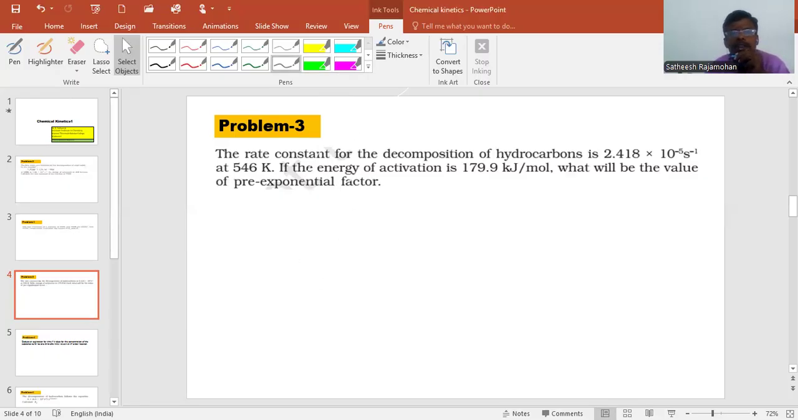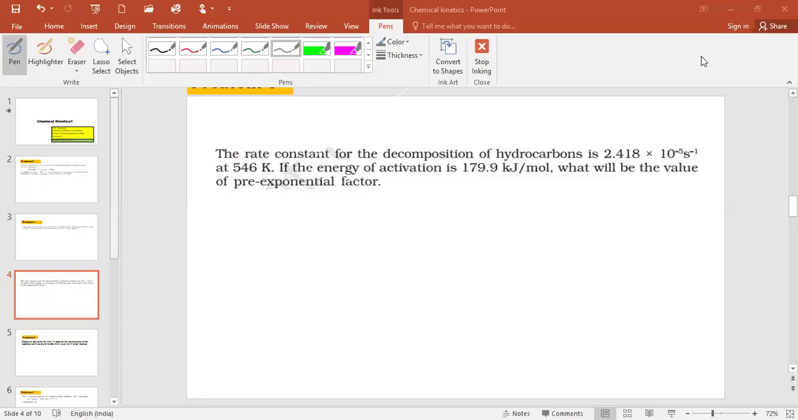So what is the Arrhenius equation? Eliminate. Okay, sorry. So let us continue.